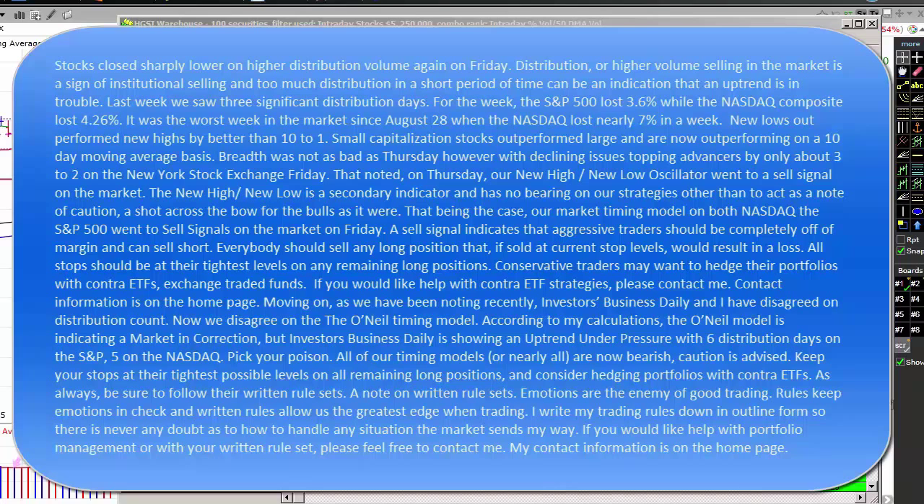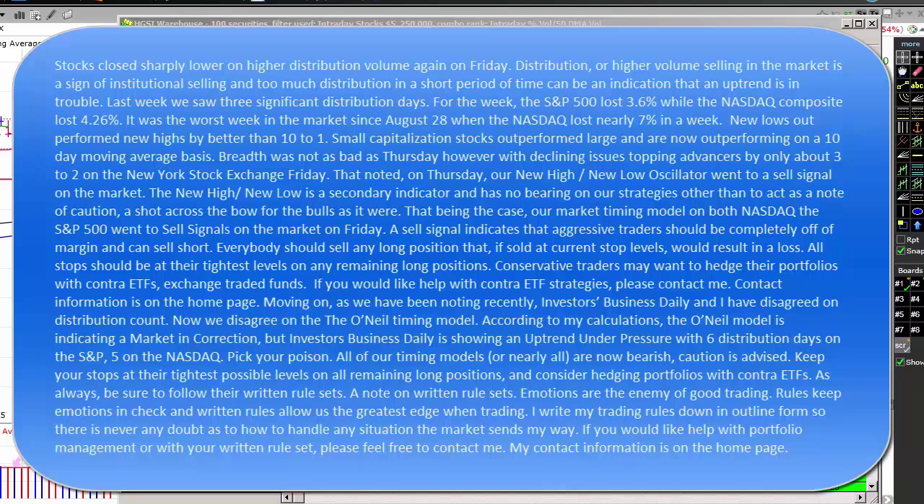Moving on. As we've been noting recently, Investors Business Daily and I have disagreed on distribution count. Now we disagree on the O'Neill timing model. According to my calculations, the O'Neill model is indicating a market in correction, but Investors Business Daily is showing an uptrend under pressure, with 6 distribution days on the S&P 500 and 5 on the NASDAQ. Pick your poison. All of our trading models, or nearly all, are now bearish. Caution is advised. Keep your stops at their tightest levels on all remaining long positions and consider hedging portfolios with contra ETFs. As always, be sure to follow your written rule sets.